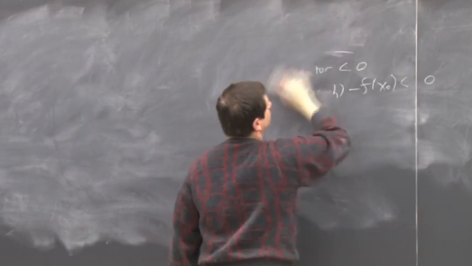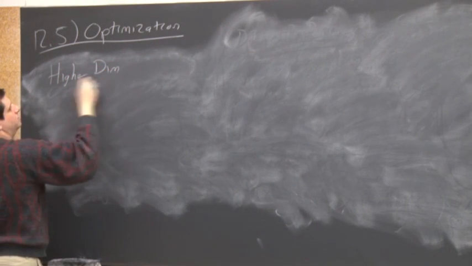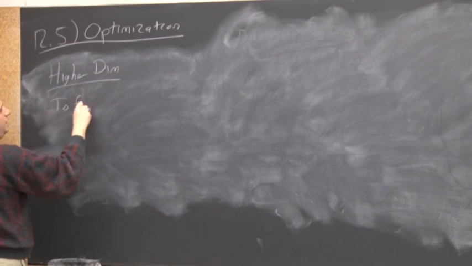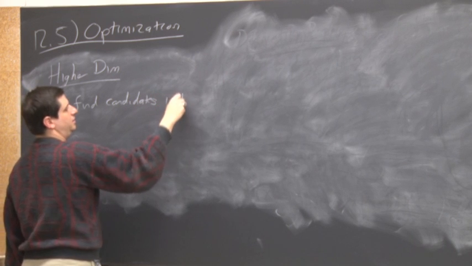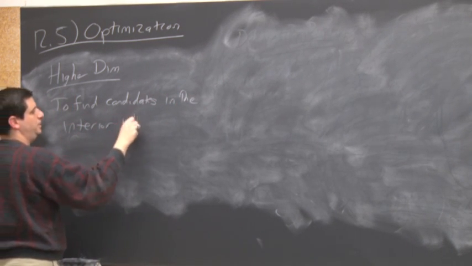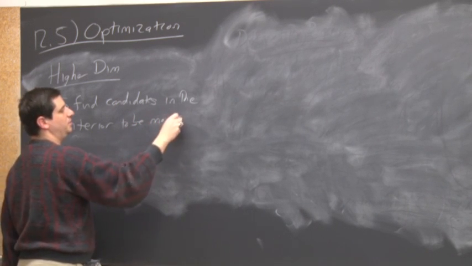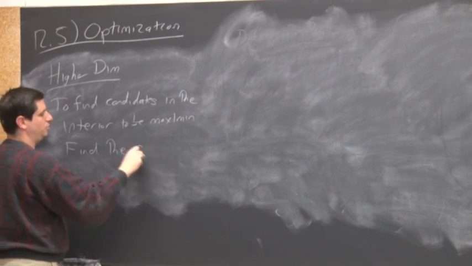So this is the theory in one dimension. Now that we've mastered the theory in one dimension, the question is how does it generalize to several variables? And again, we're not going to deal with the boundary first. So in higher dimension, to find candidates in the interior to be maximum or minimum, find the critical points.